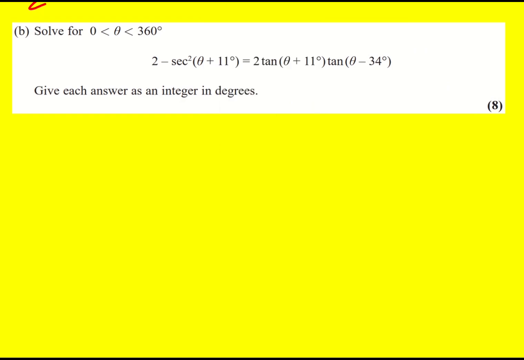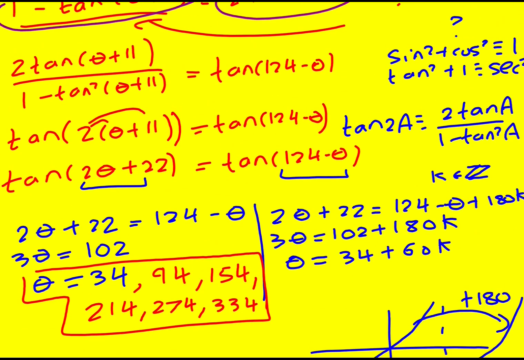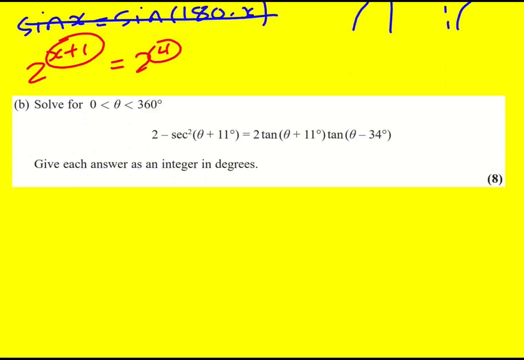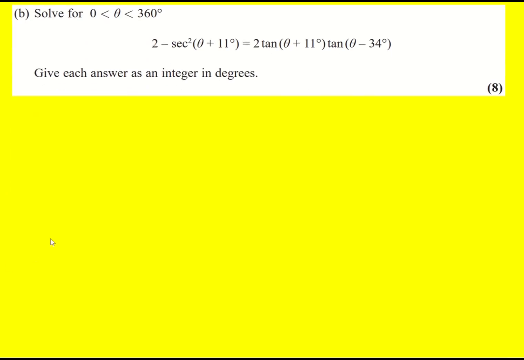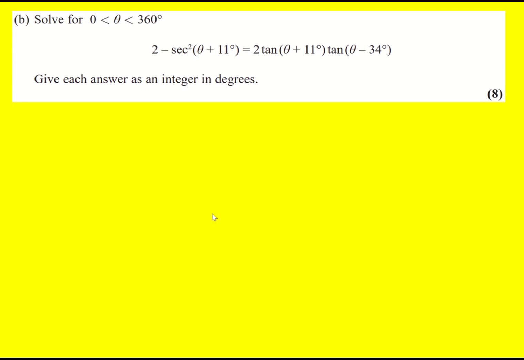So one thing I spotted when I did this question, because I actually ended up doing it this way, I made progress with this, and then I didn't spot the double angle formula, and I went down a different path and got the right answer, but then in hindsight saw that I could use the double angle formula. But what I noticed is that 11 and minus 34 differ by 45 degrees, and 45 degrees is a key trig value because we know that tan 45 is equal to 1.